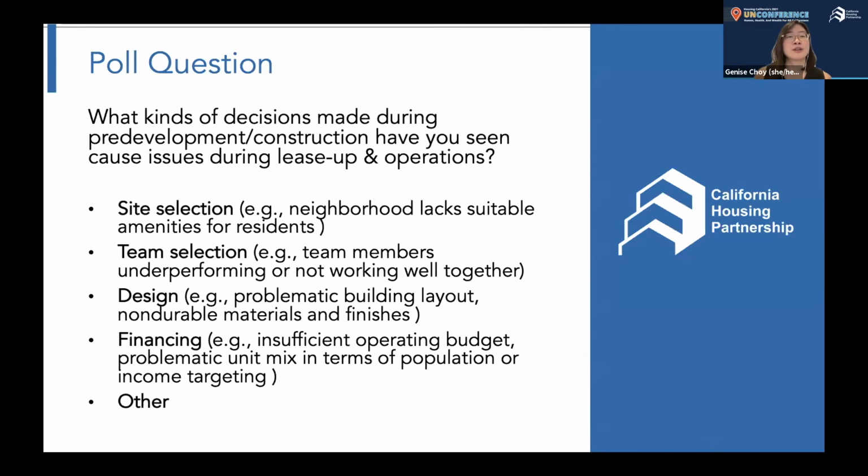Okay, so the last poll question of the session. What are the kinds of decisions made during pre-development and construction that you've seen cause issues during lease-up and operations? Same general options here as last time. Was it with site selection, where maybe the neighborhood doesn't have the amenities needed for residents, or team selection, again, teams not working well together or team members underperforming, design, were there issues with materials, with building layout, and financing, was there enough money budgeted? Were there issues with the income mix? Give you 15 more seconds.